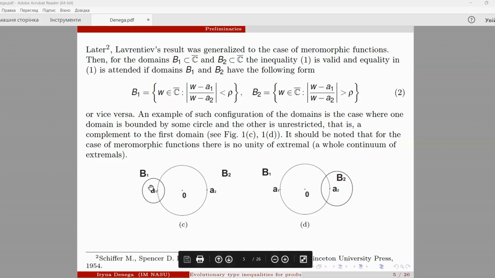An example of such a configuration of the domains is the case when one domain is bounded by some circle, and the other is the complement to the first domain. It should be noted that for the case of meromorphic functions, there is no uniqueness of extremals. We have a whole continuum of extremals.